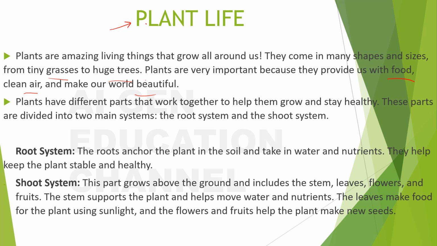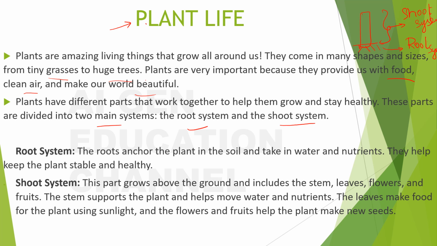These parts are divided into two main systems, the root system and the shoot system. So any plant you take, it will have its parts divided into two systems. All the parts that are above the ground are together called the shoot system. And the roots that are present under the ground are called the root system. So what about the root system?